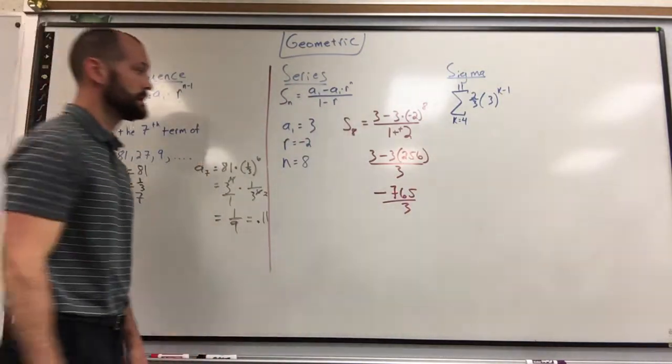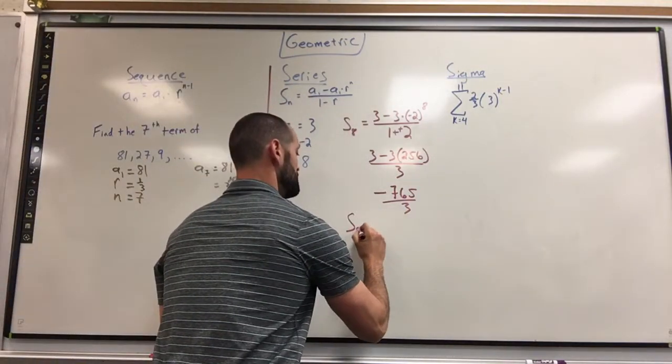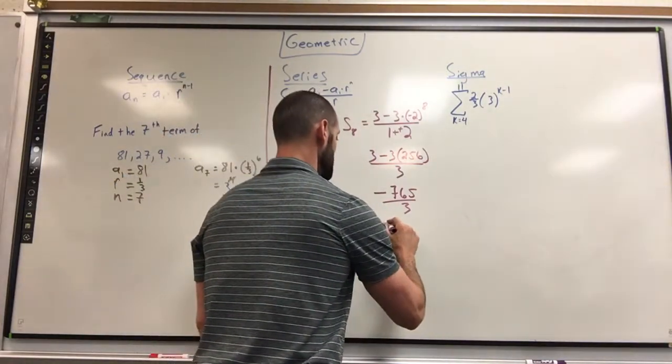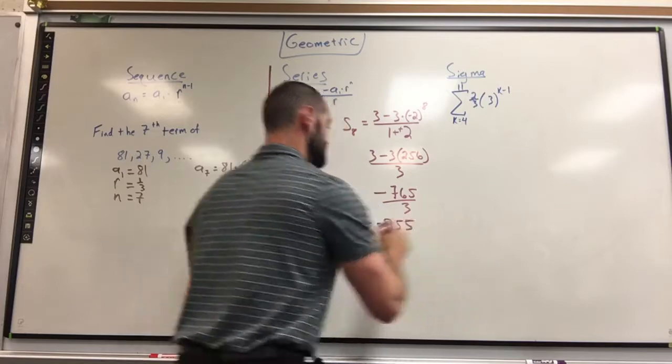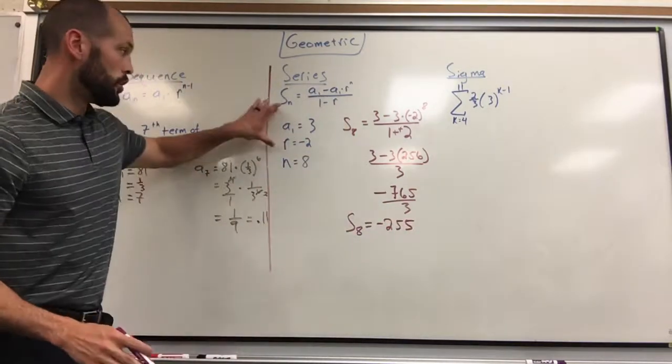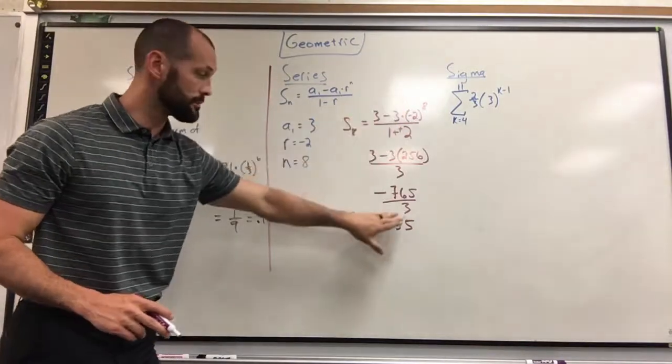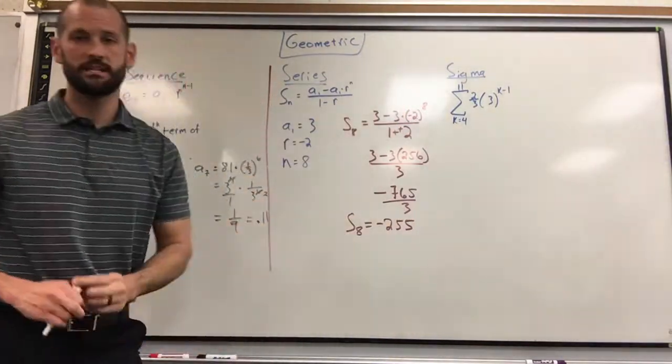And now you just reduce. So the sum of my first 8 terms in my series is negative 255. Done. Once you have your 3 pieces of information, plug it in, use order of operations, and you're done.